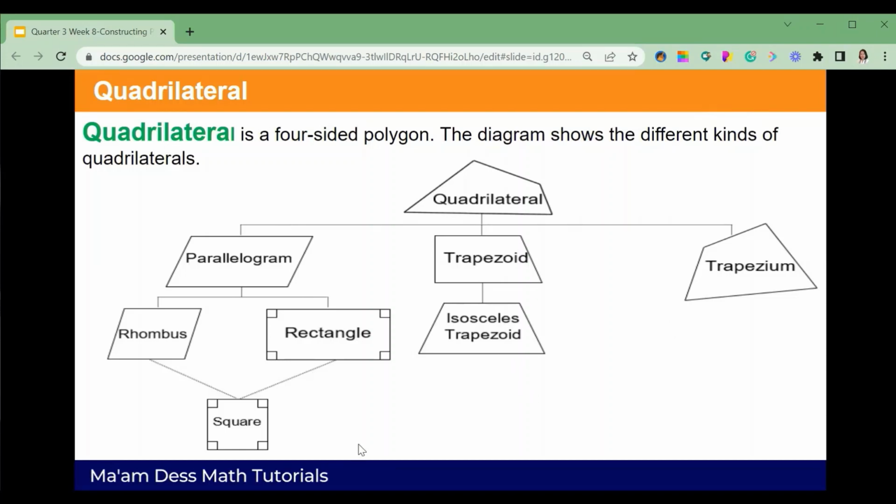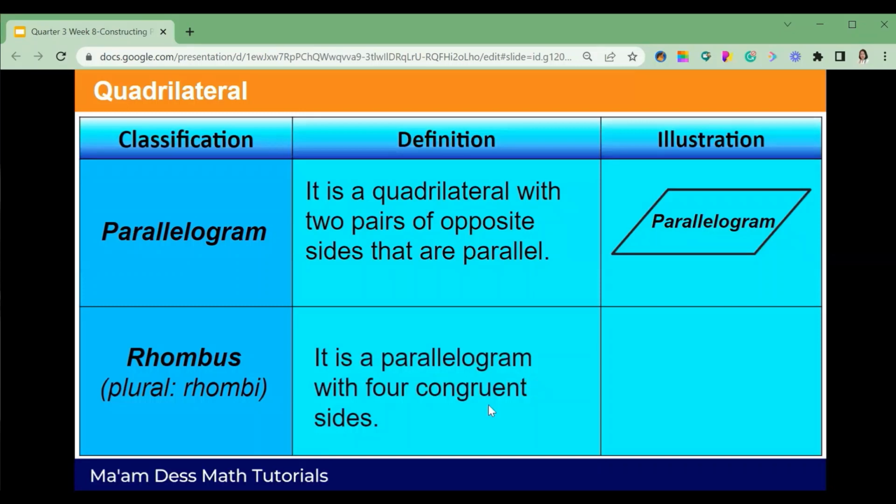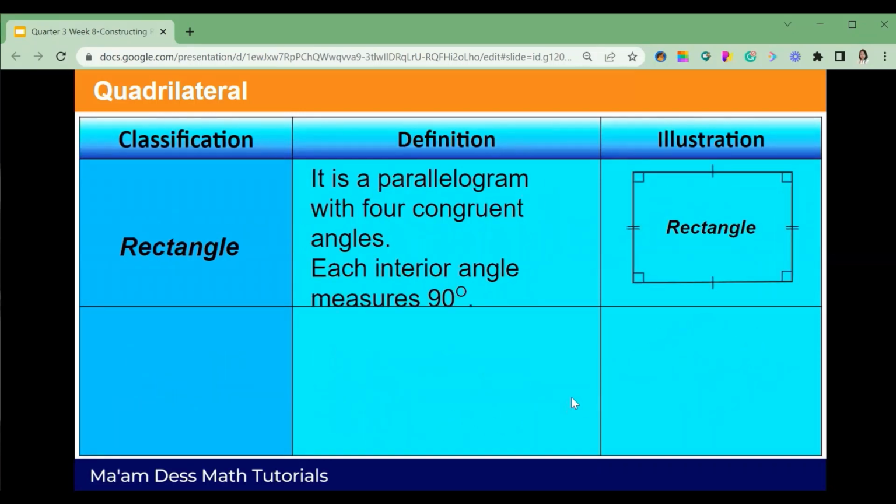Let's find out the meaning or definition of each quadrilateral. Parallelogram. It is a quadrilateral with two pairs of opposite sides that are parallel. Next, rhombus. It is a parallelogram with four congruent sides. Next, rectangle. It is a parallelogram with four congruent angles. Each interior angle measures 90 degrees.